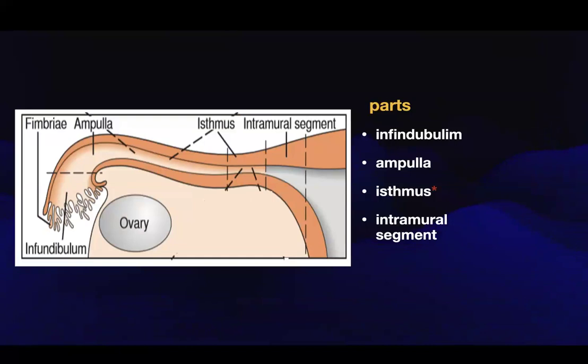There are basically four parts to the fallopian tube. You start with the infundibulum with those finger-like projections. Then you have the ampulla, which is the widest part. Then you have the isthmus, which is the narrowest part. Then you have an intramural segment, which is technically inside the uterus.